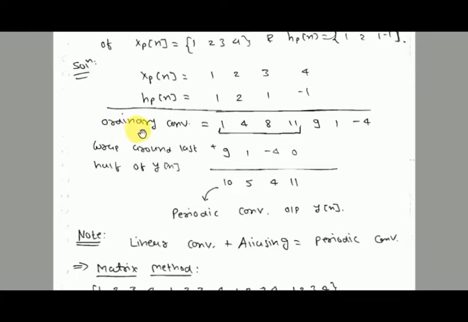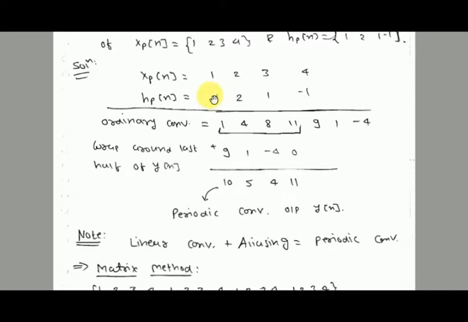So first of all, you have to find ordinary convolution. In previous lecture, I have already told you what is procedure to find ordinary convolution. There are two methods. You can use either array method or sliding strip method, or you can use sum by column method. So sum by column method is easy, so you can choose sum by column method.